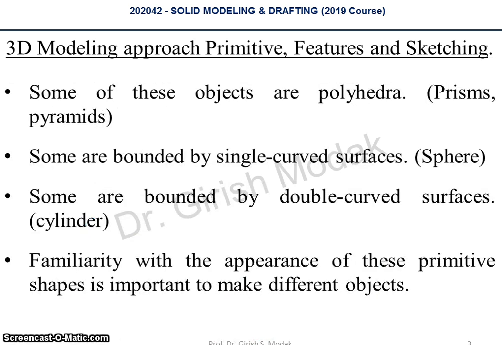Some of these objects are polyhedra, that is prisms and pyramids, those which have a number of surfaces. Then some objects are bounded by a single curved surface, like a sphere. Some objects are bounded by double curved surfaces like a cylinder, or actually it is a combination of curved and flat surfaces. And familiarity with the appearance of these primitive shapes is very important to make different objects.